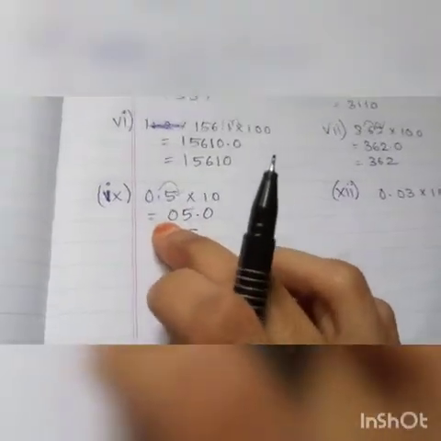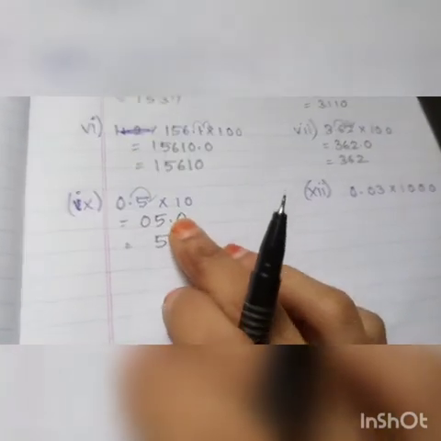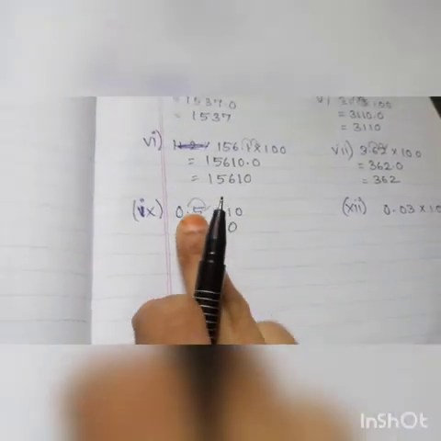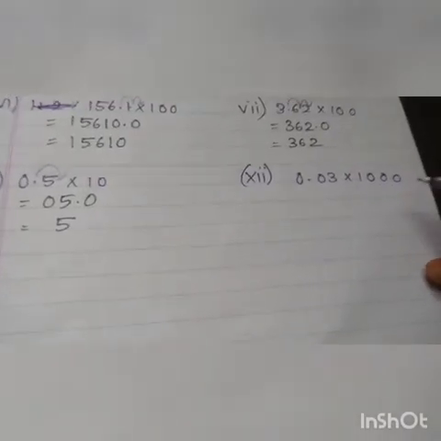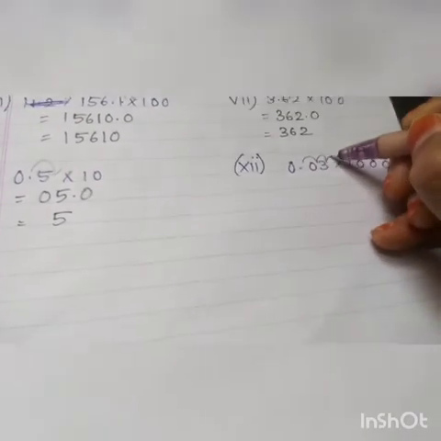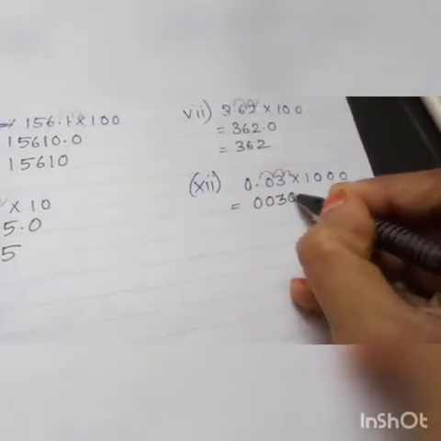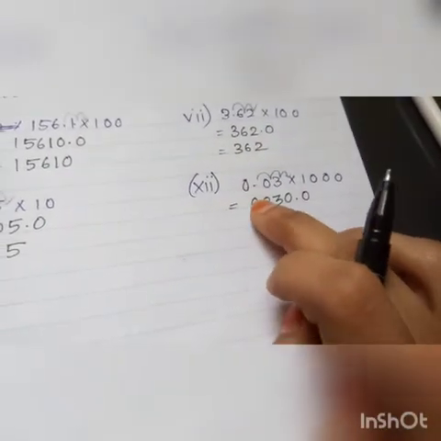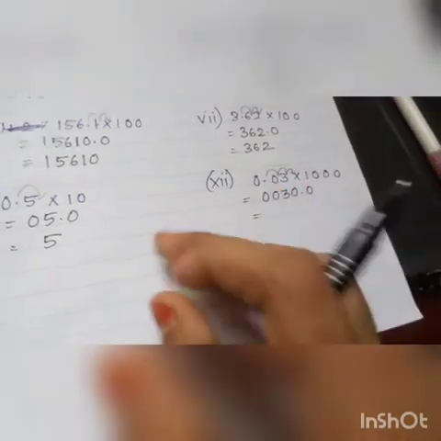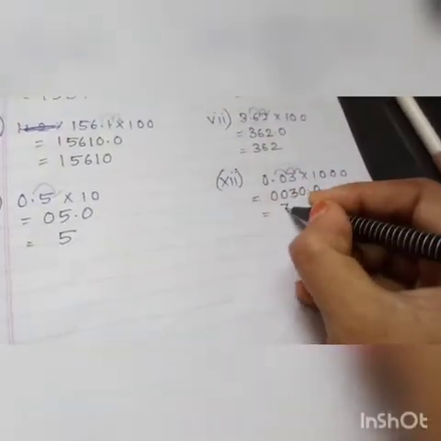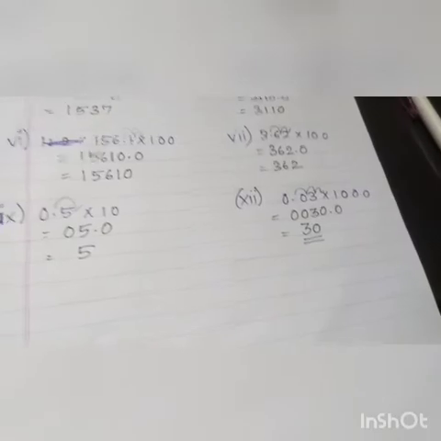Because I told you, in the whole part, if the 0 is written on the left side, it has no meaning. In the decimal part, if it is written on the right side, it has no meaning. So this 0 is not valid and this 0 is also not valid. Here, how many zeros are there? 3 zeros. 1, 2, 3. How will we write? 0, 0, 3, 0.0. You can neglect these two zeros because they have no meaning. This 0 also has no meaning. So 30 is your final answer.